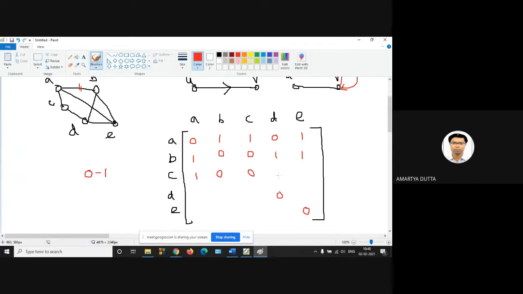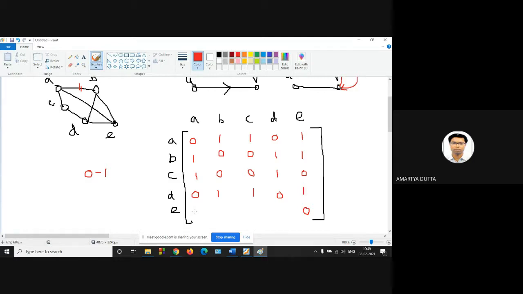And C to D is 1. And C to E is again 0. D to A, 0. D to B is 1. D to C is 1, again 1. D to E is 1.